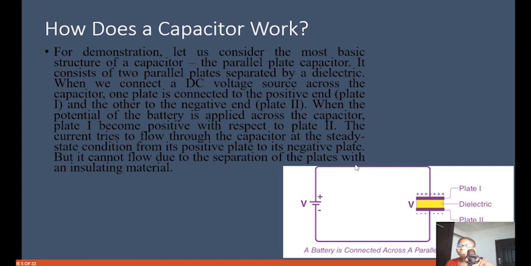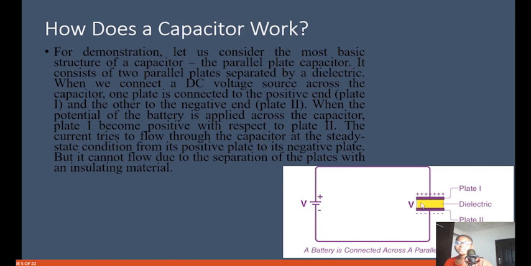So positive charges are stored in plate 1, negative charges are stored in plate 2. So let's read. For demonstration, let's consider the most basic structure of a capacitor: the parallel plate capacitor. It consists of two parallel plates separated by a dielectric. When we connect a DC voltage across the capacitor, one of the plates is connected to the positive, and the other to the negative.